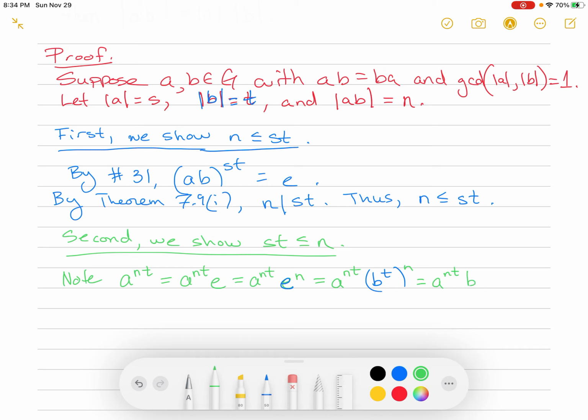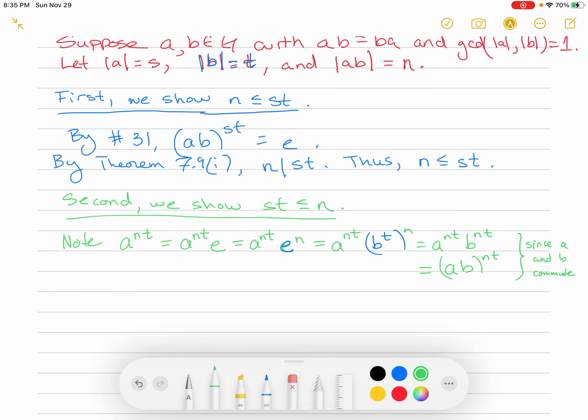So we can write this as A to the NT, B to the NT. And because we know A and B commute, AB is BA, we can use that important fact from earlier to use the distributive property over the star operation. So exponents distribute over the operation. So AB to the NT, since A and B commute, you can distribute the exponent over the star operation.